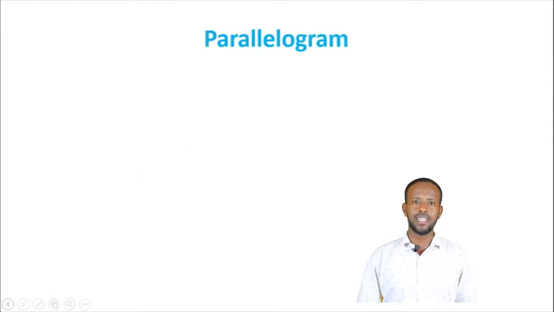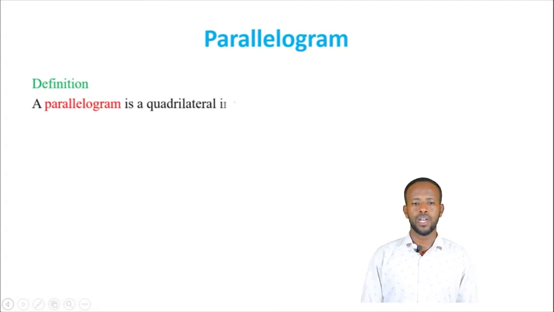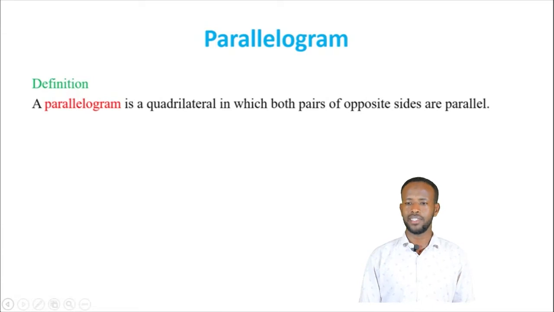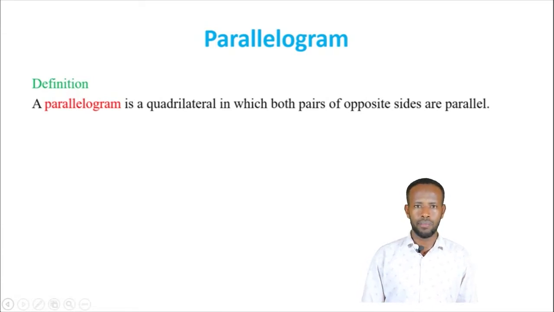Okay, let us see the next, parallelogram. What is a parallelogram? Let us see the definition. A parallelogram is a quadrilateral in which both pairs of opposite sides are parallel. Easy and clear. A parallelogram is a quadrilateral in which both pairs of opposite sides are what? Parallel.